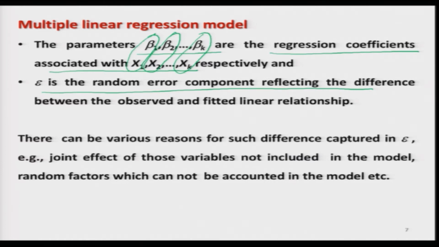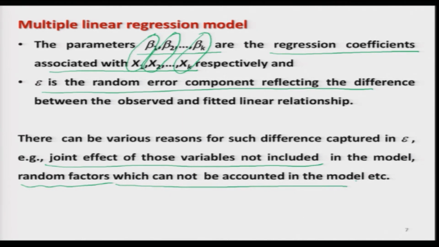But now in this case, this can be generalized, and there can be various reasons which can contribute to this epsilon. For example, we are considering here more than one variable, so there can be a joint effect of those variables which we are unable to measure. So that is why we have not included them in the model. There are certain random factors which cannot be accounted for.